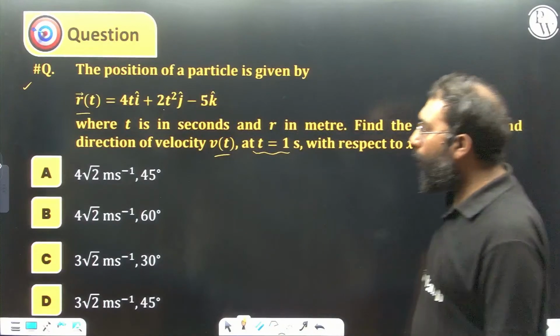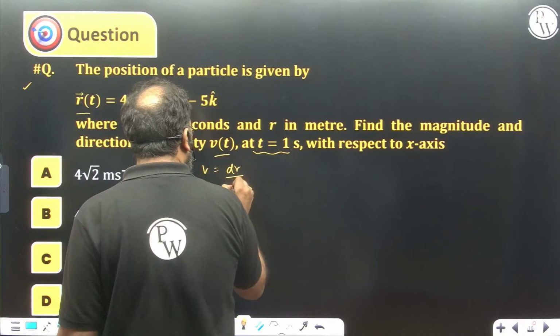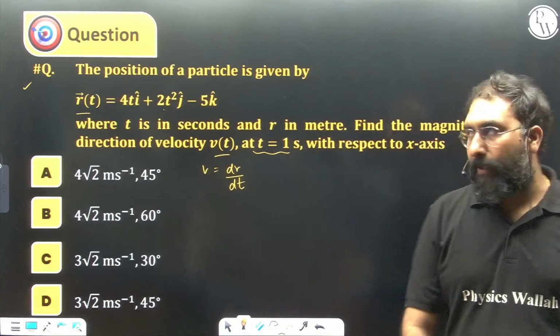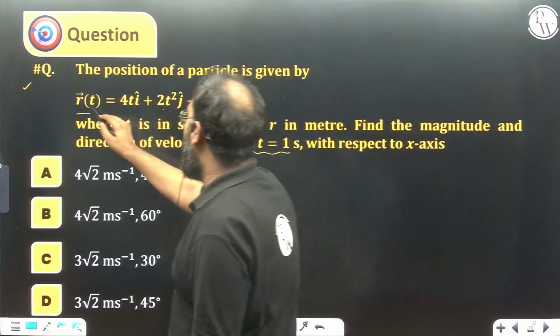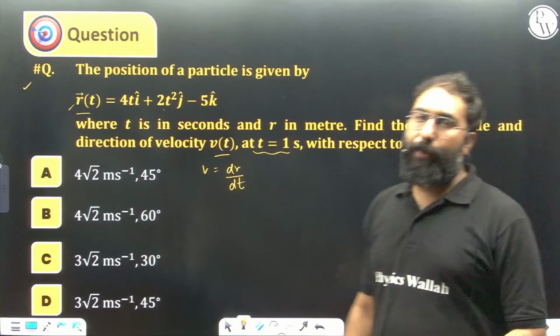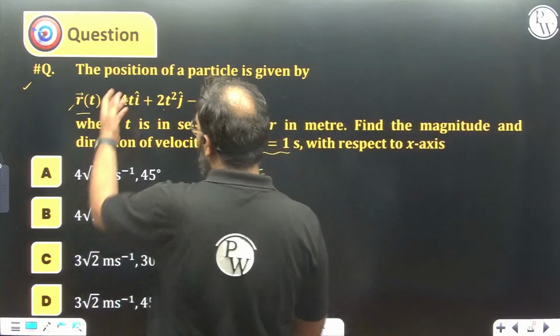So as I told you, velocity is defined as the rate of change of position. The position function is already given, right? This is the position of the particle. So velocity is the rate of change of position, so it is going to be dr by dt. So just differentiate this function.